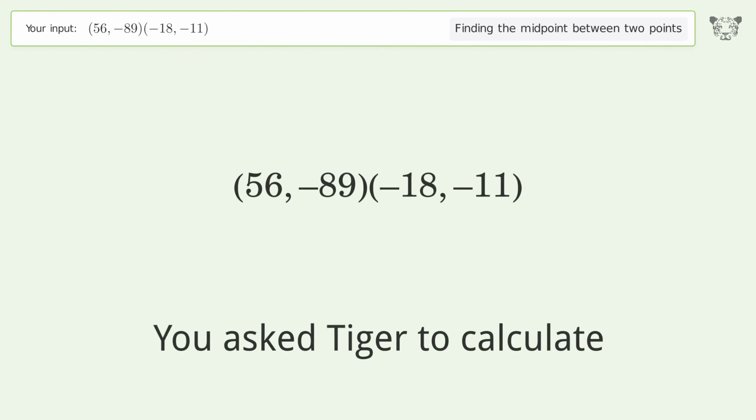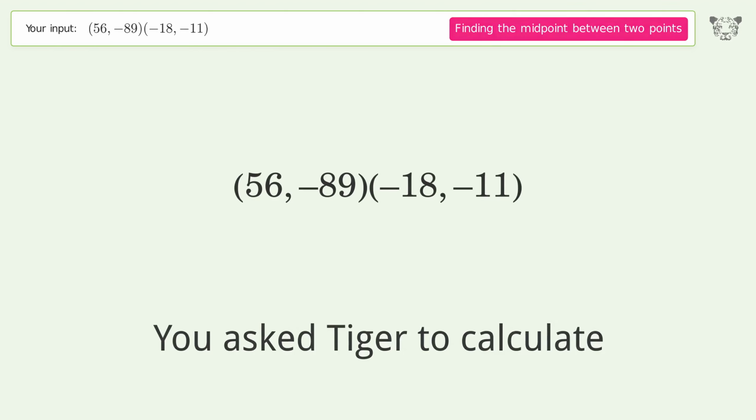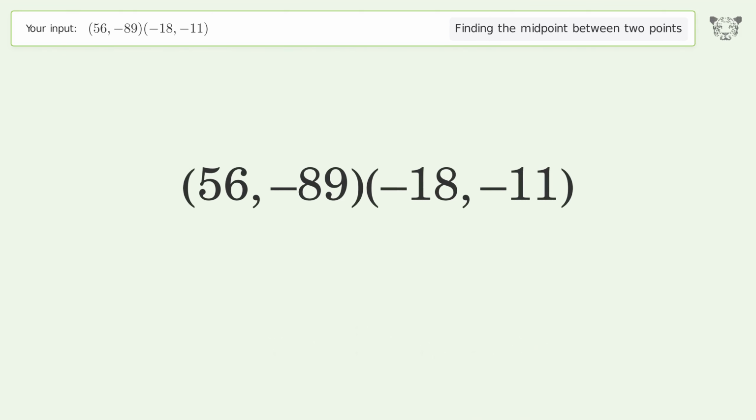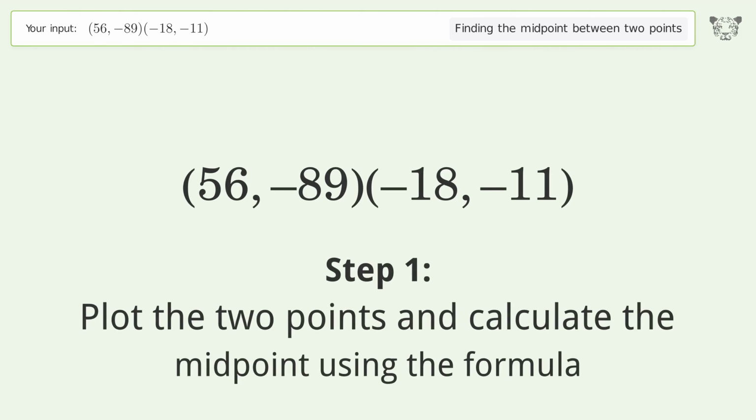You ask Tiger to calculate. This deals with finding the midpoint between 2 points. The midpoint between the 2 points is 19, -50. Let's solve it step by step. Plot the 2 points and calculate the midpoint using the formula.